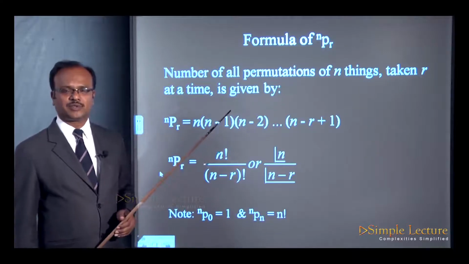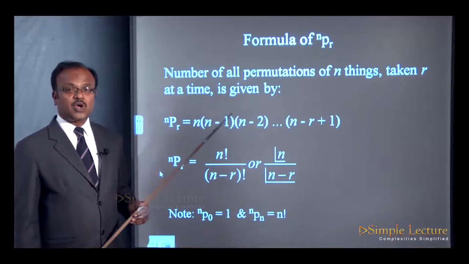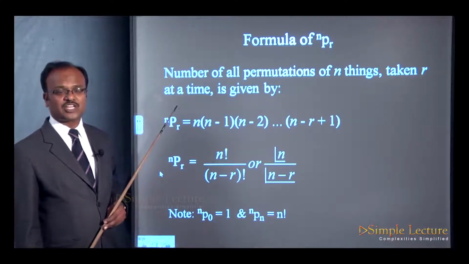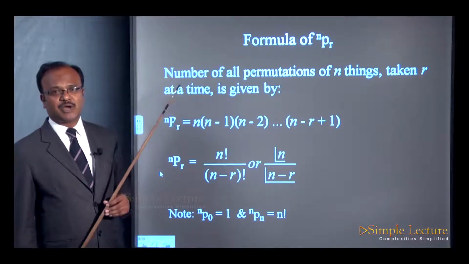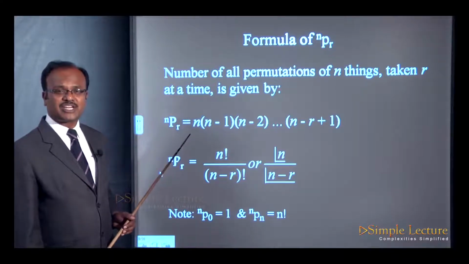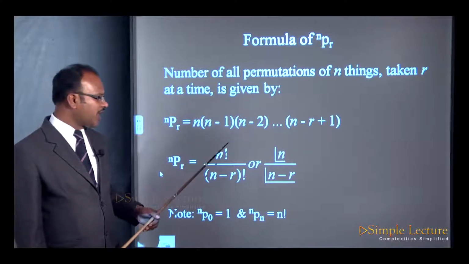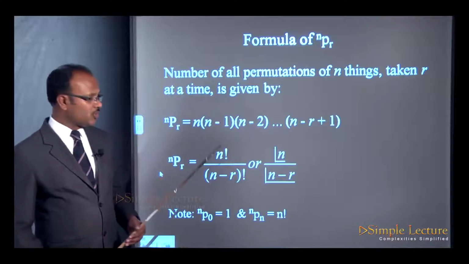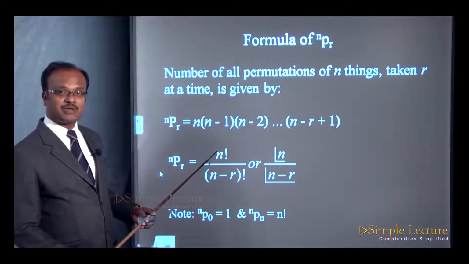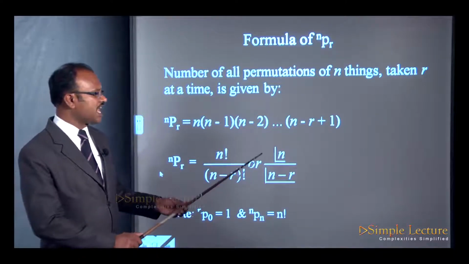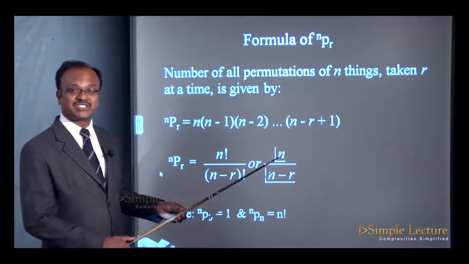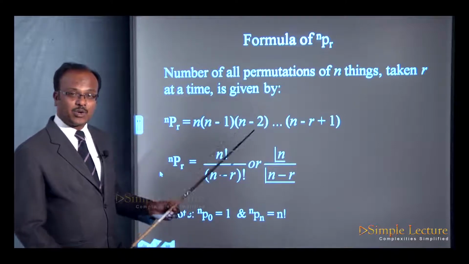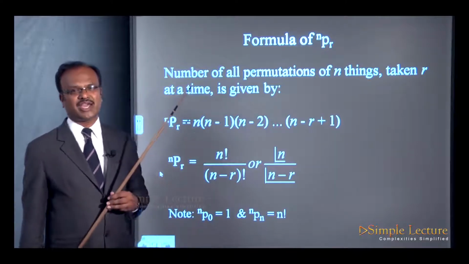It can also be written using factorial notation. How do we represent permutations? nPr is equal to factorial n divided by factorial n minus r. Either the exclamation symbol can be used like this, or you can use the L symbol like this. Both are one and the same. So we read it as n factorial, or factorial n, divided by factorial n minus r.